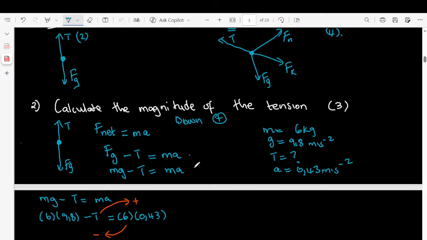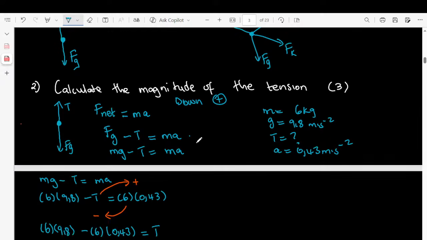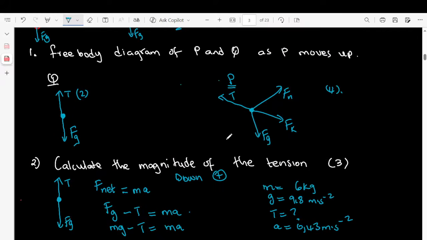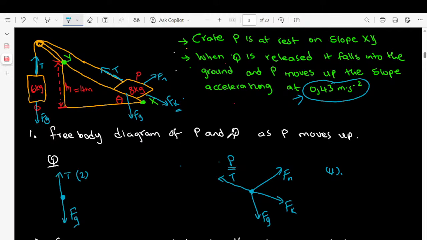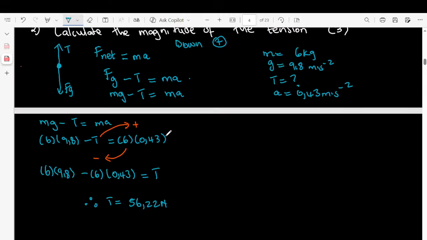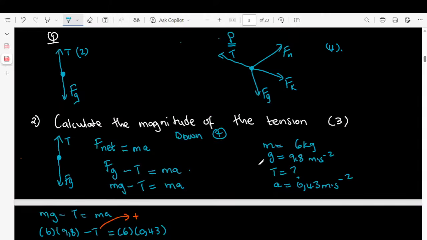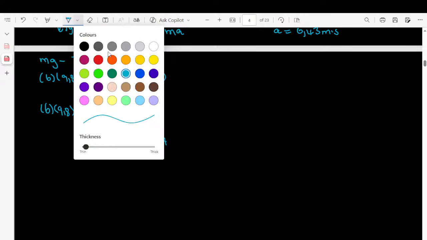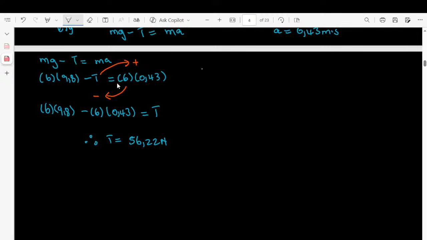Let's continue. So now I guess everyone understands how we did the tensional force. Let's move on. We're still working on this object, and we still have questions that they want us to answer based on it. So now we're going to say this is question number 3. Okay, let's put 3 here.